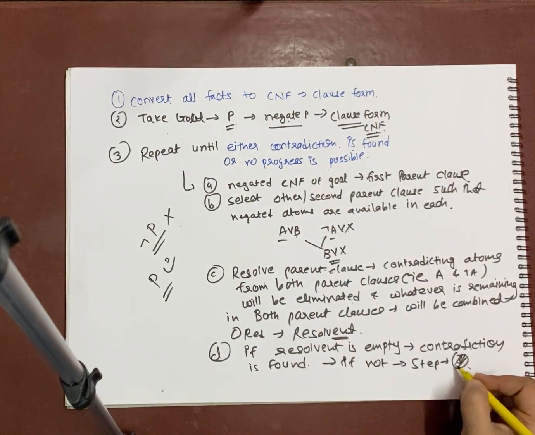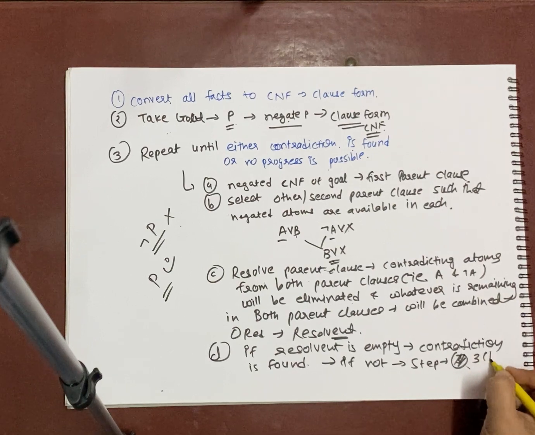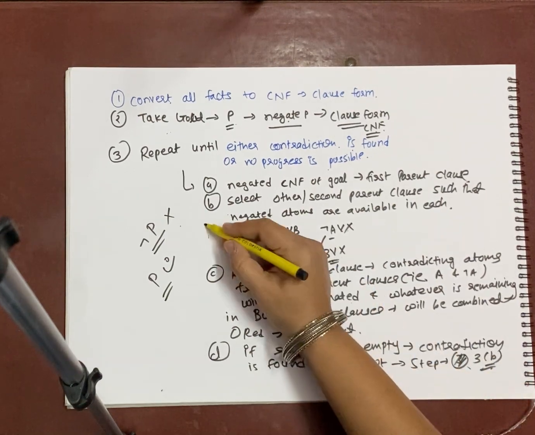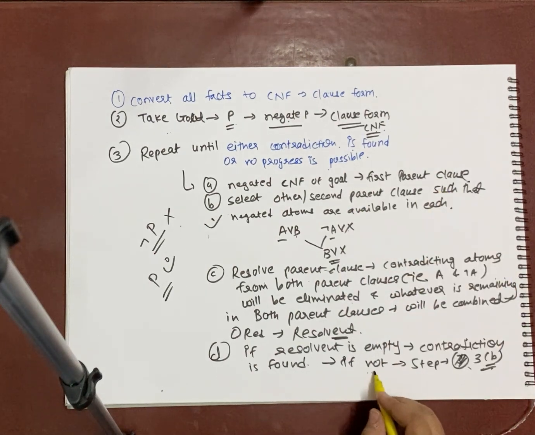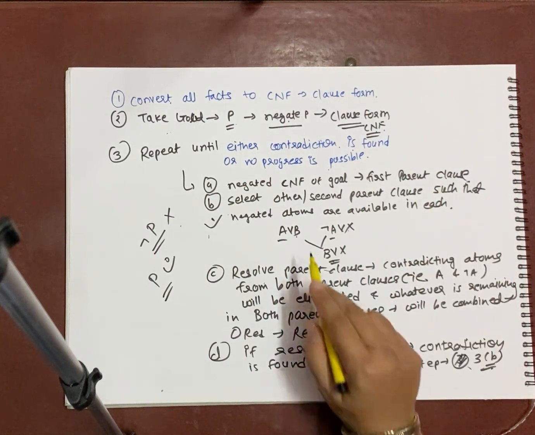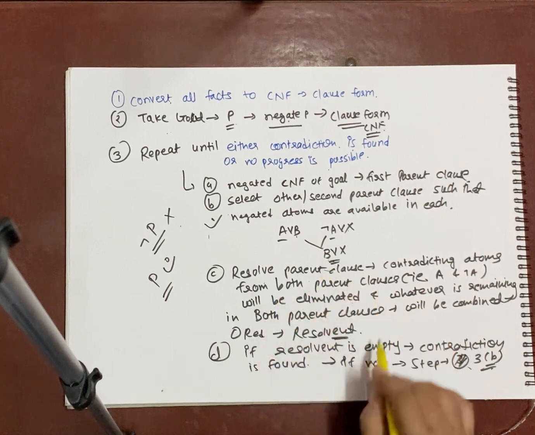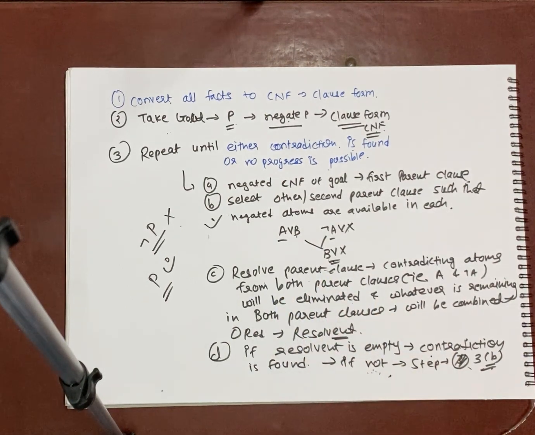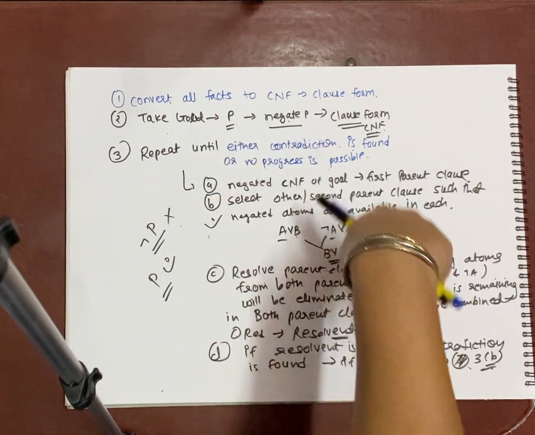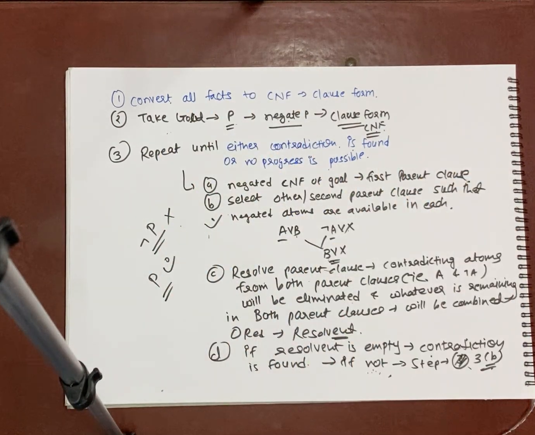Sorry, we are not going to repeat to step number 3, but to step number 3b. So it will again go to select the other parent clause which will have one of the negated atoms available. We will once again apply resolution, and keep on resolving until either you have a contradiction or you realize that no progress is possible, and hence we should stop over here. So this is the algorithm for resolution that we are going to apply for propositional logic.